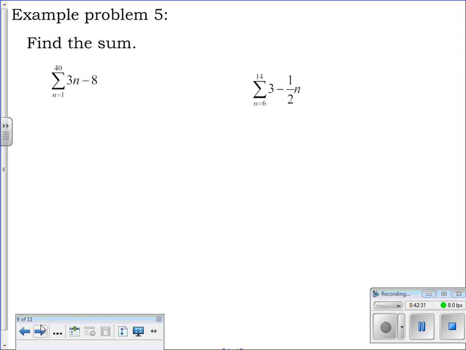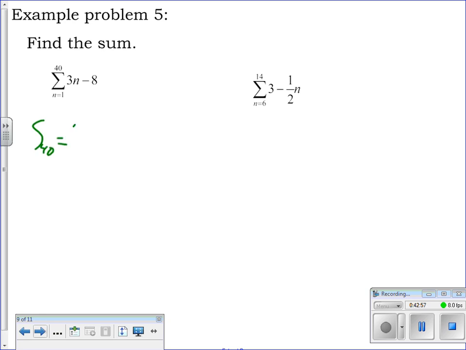Find the sum. Add up the first 40 terms. Do I need to write down the first 40 terms? I need 3 things to find my sum. I need to know the first term, the last term, and how many there are. How many are there? There's 40. So I add up the first 40. So there's 40 terms.